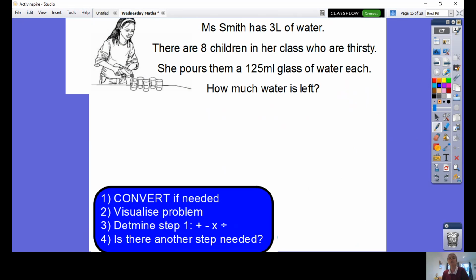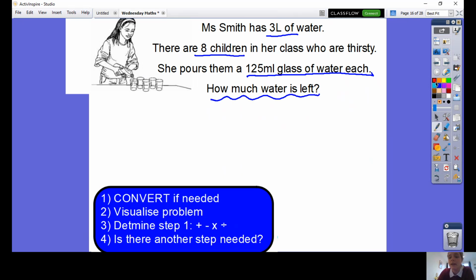We're now going to look at some two-part problems, all right? It's really important during these problems, which are a little bit more complicated, that you're really paying attention. Miss Smith has 3 litres of water. There are 8 children in her class who are thirsty. She pours them 125 millilitres of water each. How much water is left?